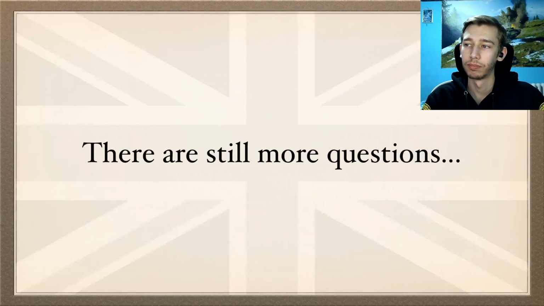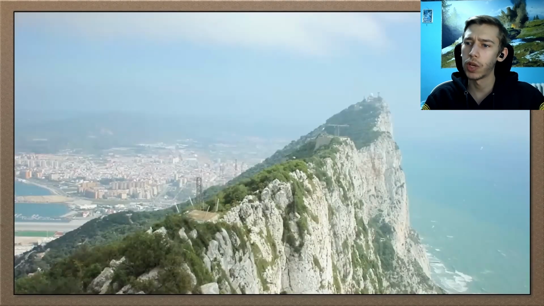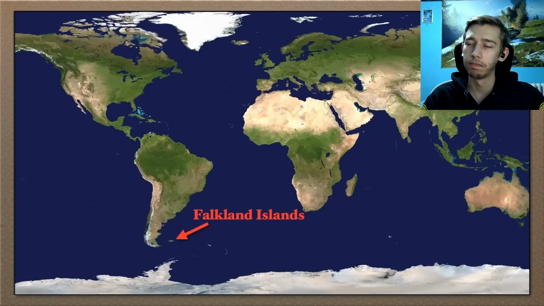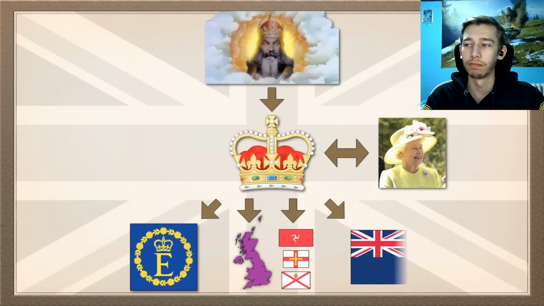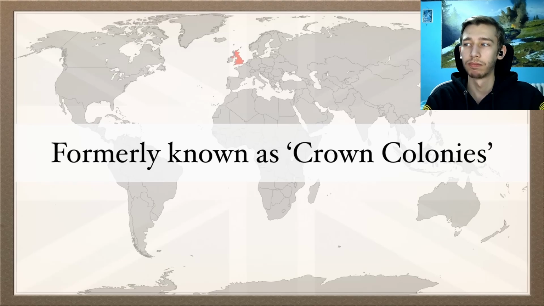Are we done now? Almost, but not quite. There are still a couple of loose threads, such as this place, the tiny city of Gibraltar on the southern coast of Spain, famous for its rock, its monkeys, and for causing diplomatic tension between the United Kingdom and Spain. Or what about the Falkland Islands, which caused so much tension between the United Kingdom and Argentina that they went to war over them? These places belong in the last group of crown properties known as British Overseas Territories, but their former name, Crown Colonies, gives away their origin. They are the last vestiges of the British Empire.